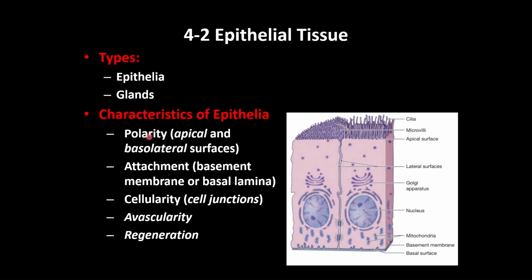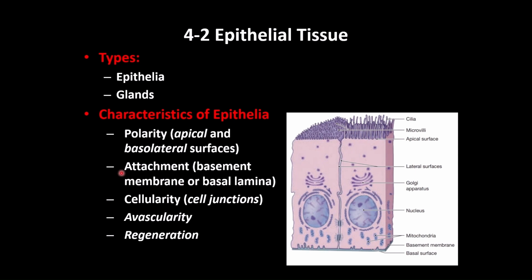The first one is called polarity, which means that one side is different from the other side. As you can see here, you can have microvilli or cilia on the internal side, for example, in the wall of hollow organs. On the other side, you have a basement membrane, called the basal surface, which connects epithelial tissue to connective tissue, or to another epithelial tissue. So these are two different surfaces.